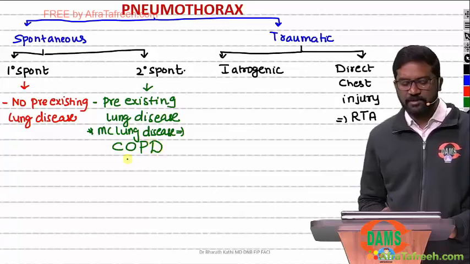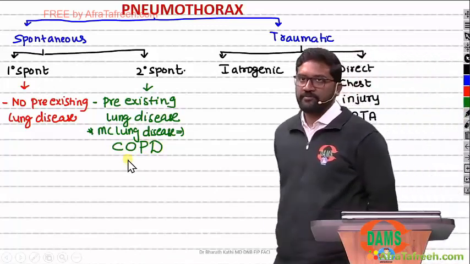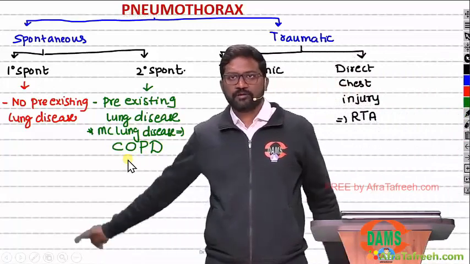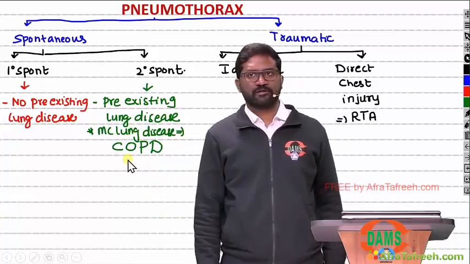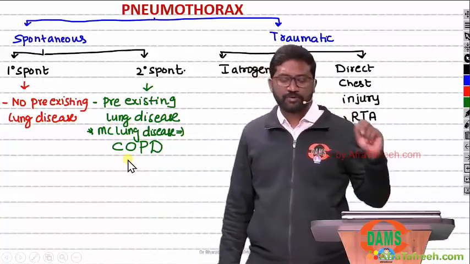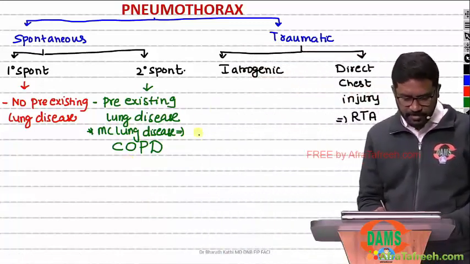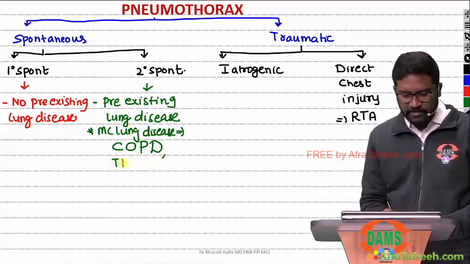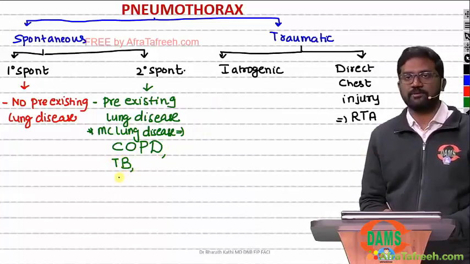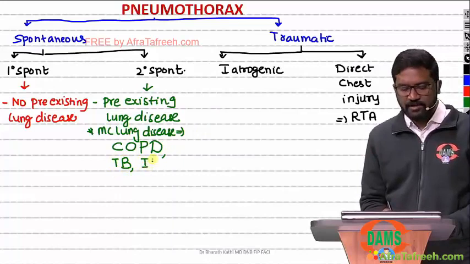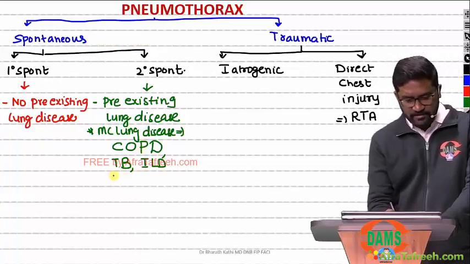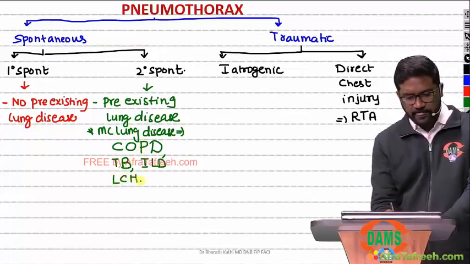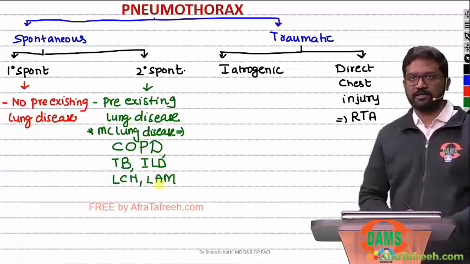It is COPD emphysema. In COPD emphysema, there are hyperinflated areas called bullae, which can break at any point of time, resulting in pneumothorax. Apart from that, in tuberculosis, cavities can rupture, resulting in air escape into the pleural space. Why does it happen in ILD? When I discuss ILD, I will let you know in detail. Then rare diseases such as LCH and also LAM. What are LCH and LAM? I will discuss in detail in the next slide.